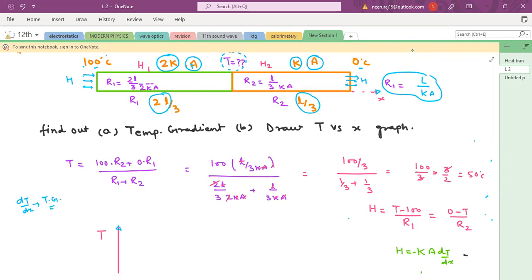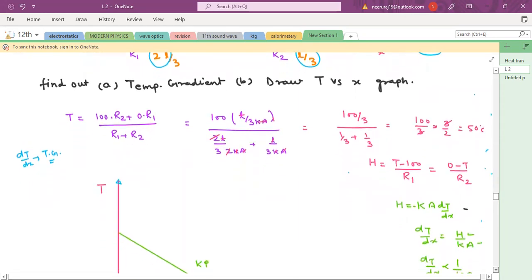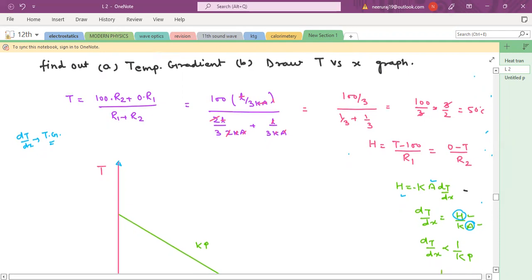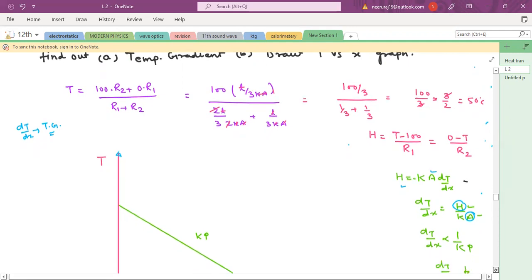Okay. So as you have seen this part, bacho, temperature gradient, you can write H equals to minus KA dT by dX. So in both the rods, H and A are same. So K dT by dX, which is temperature gradient, you can write H by KA. So H and A both are same, so temperature gradient is inversely proportional to K. So if K is higher, temperature gradient should be lower. Temperature gradient is the slope.